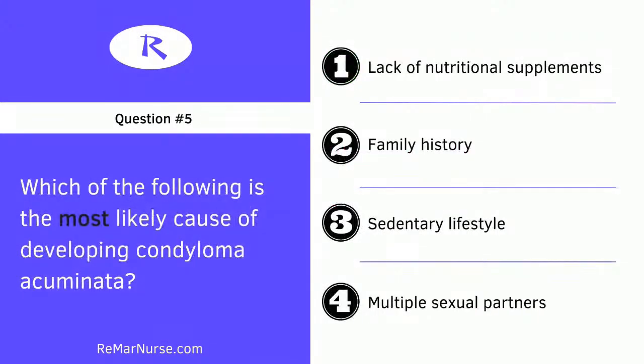Question number 5 is this. Here we go. Which of the following is the most likely cause of developing condyloma acuminata? Is it number 1, lack of nutritional supplements? 2, family history? 3, sedentary lifestyle? 4, multiple sexual partners? Or 5, I just don't know. I have no idea, Regina. Go ahead and put that on there too. I like that answer because we keep it real around here.